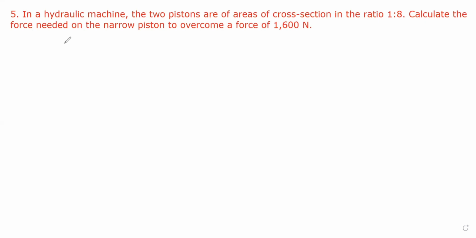So it is given that A1 is to A2, that is 1:8. ये हमें already question में provided है. The area of cross section, it is in the ratio 1:8. And it is also given that F2 is 1600 Newton.